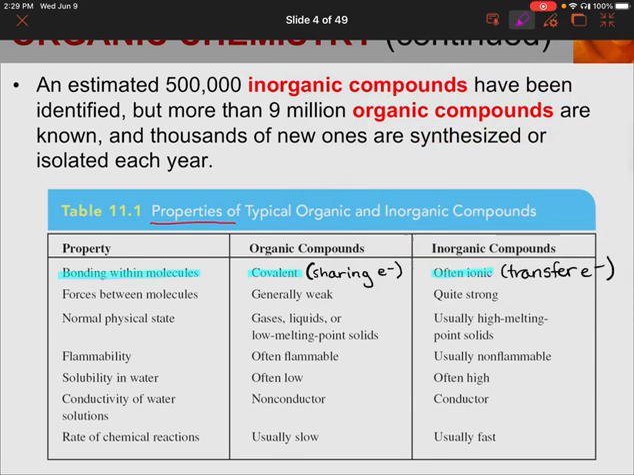All right, so let's talk about forces between molecules. If we have two organic compounds next to each other, because we don't have ions typically that exist there, the forces are more so hydrogen bonding, dipole-dipole interactions, or van der Waals forces, which are really, really weak. So the forces between molecules in organic compounds are generally weak. Inorganic compounds, because they have ionic bonds, often have very strong interactions with other inorganic compounds. So ionic bonds can be really, really strong.